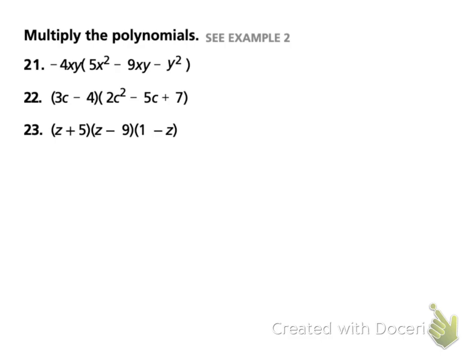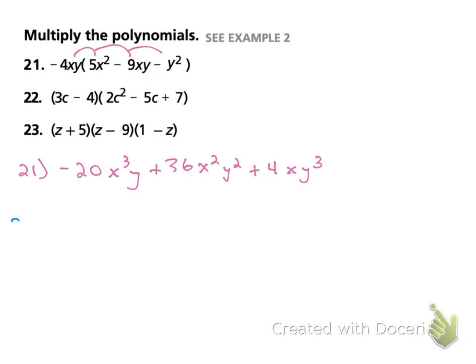All right, 21. We'll distribute to all three terms, so that'll give me negative 20x cubed y plus 36x squared y squared plus 4xy cubed. Doesn't matter what order you put the y and the x in. X is supposed to come before y.